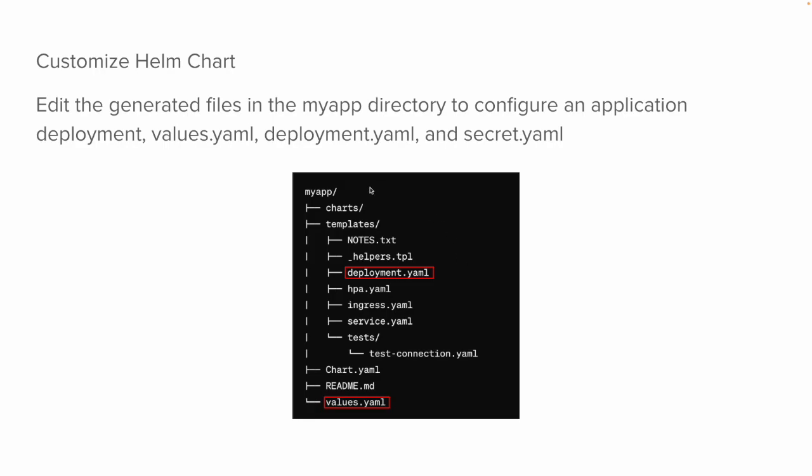Okay, as I said, we're going to focus on three files: values, deployment, and secret. The secret file is not auto-generated when you type helm create, so we have to create it ourselves for putting some credentials such as a GitHub key, GitHub username, something like that, and I'm going to show you how to do that.